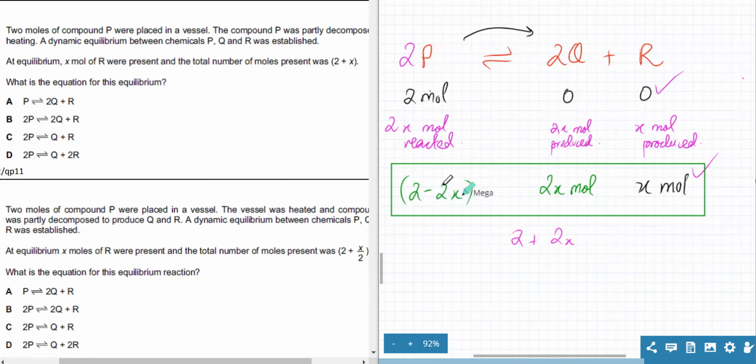And now if I add everything up, the total number of moles is 2 minus 2X plus 2X, the 2X gets cancelled out and you're left with another X. So that's going to give you 2 plus X moles. So that's going to be the correct answer. It's going to be option B. Is this clear to everyone? Yes, sir. Ethan, Mohammed, is this clear? Yes.